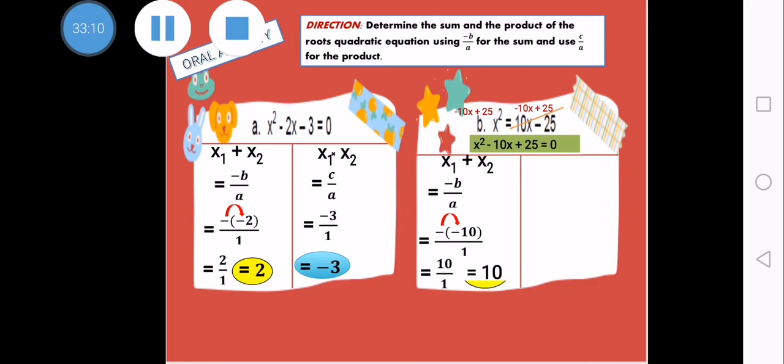And, ang product naman po ng roots natin is equal to c over a. So, ang value po ng c dito is positive 25 over a. So, yan ay 1. Kaya, 25 over 1. Kaya, ang product of the roots natin sa equation number 2 ay positive 25.